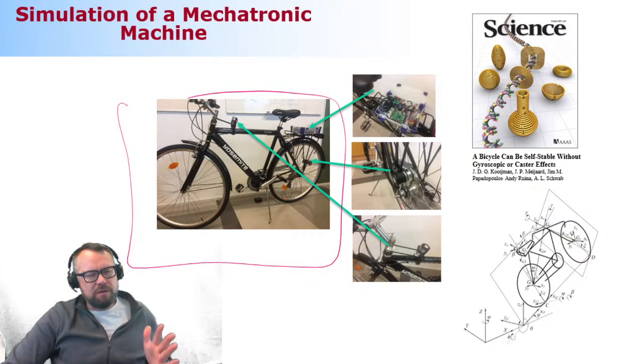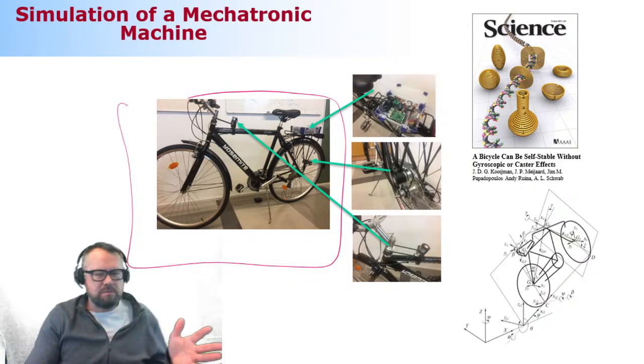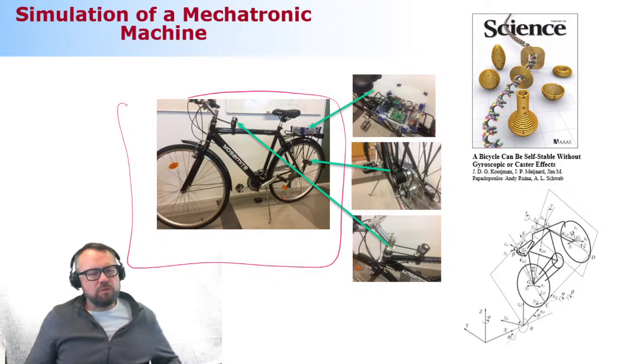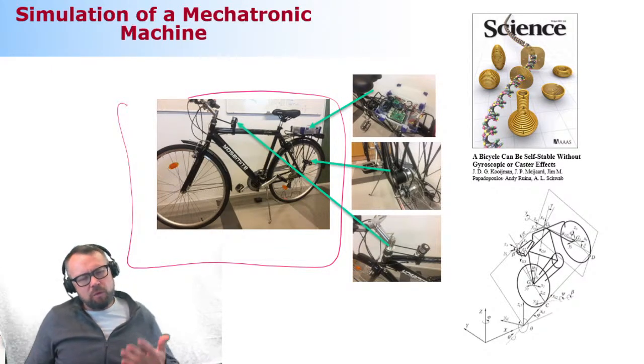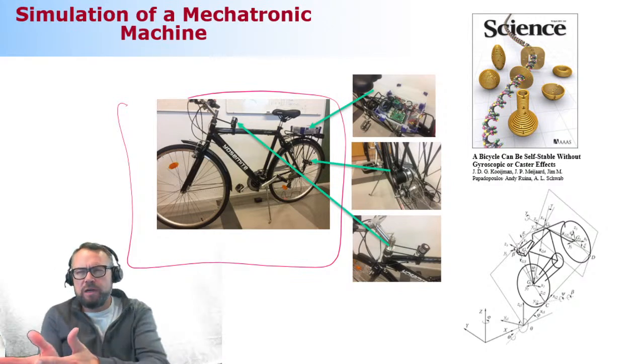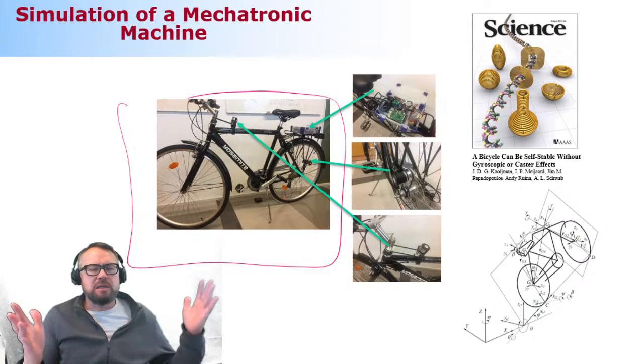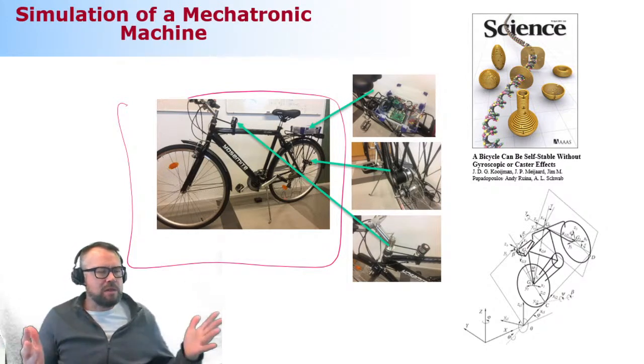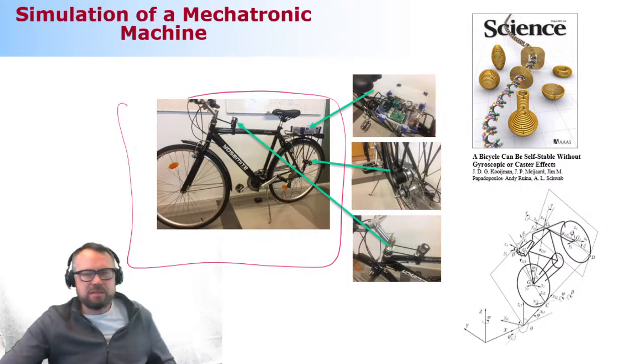These 3 degrees of freedom are forward velocity, lean angle, and steering angle. Once you know these degrees of freedom, then you know the configuration of your bicycle. So we did this experiment where we measured those quantities, and once we know them, we can use those as a driven constraint in our bicycle model.